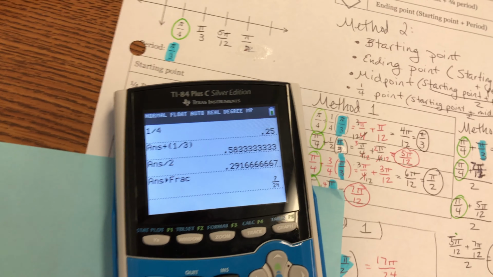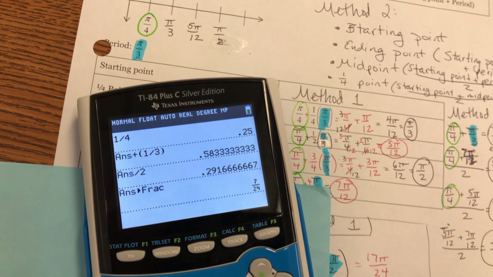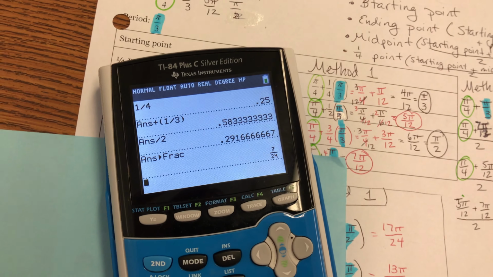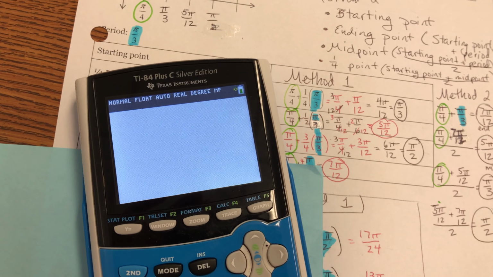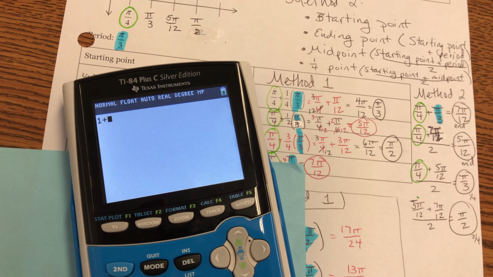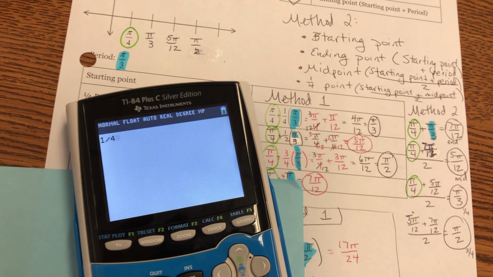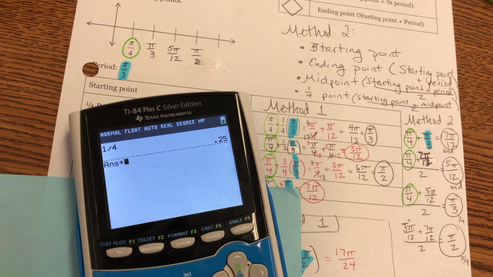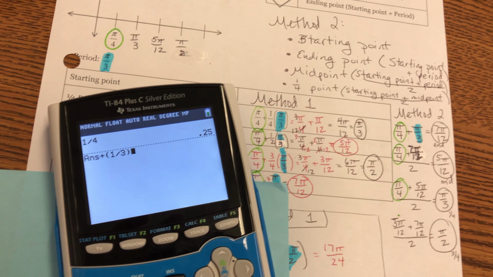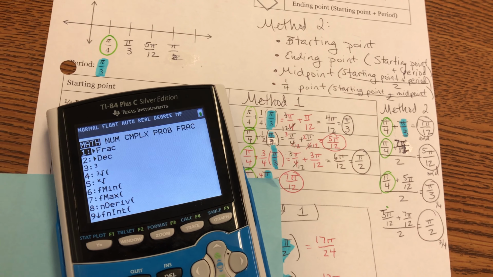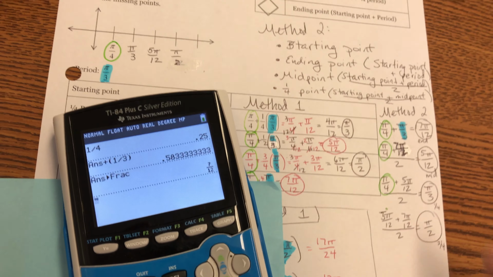Oh, I divided it by 2. I did the second part. See, this is what happens. So actually, we only wanted to do 1/4 plus 1/3, math frac. So that's 7/12.